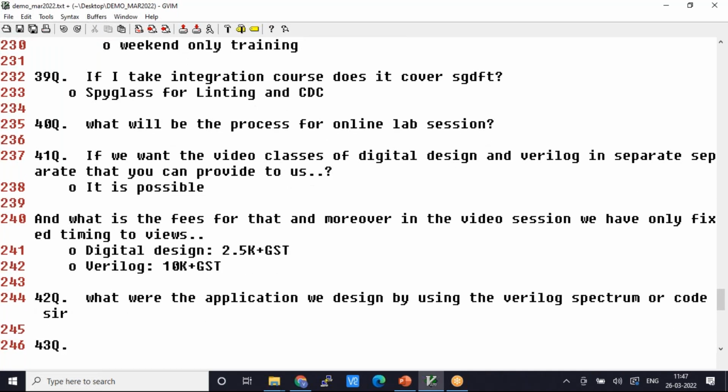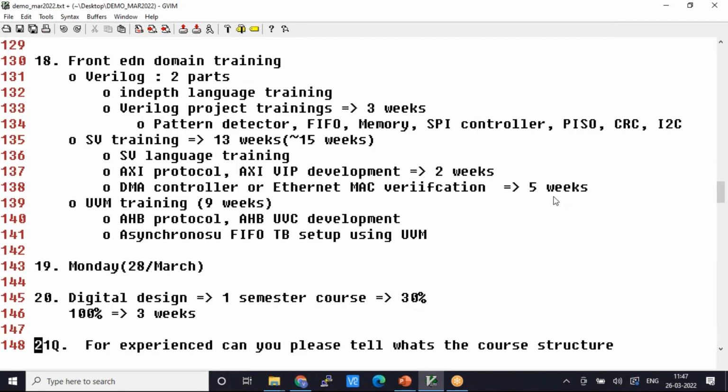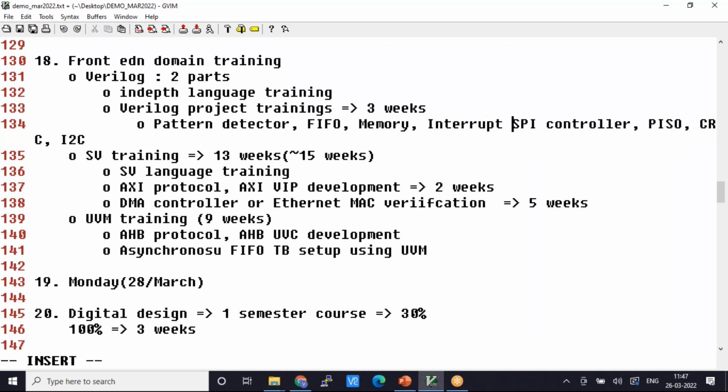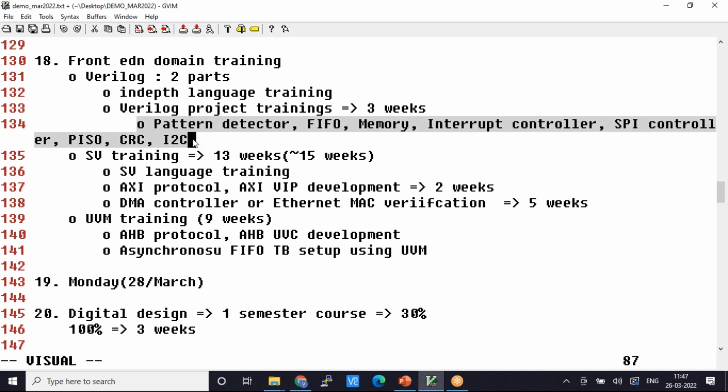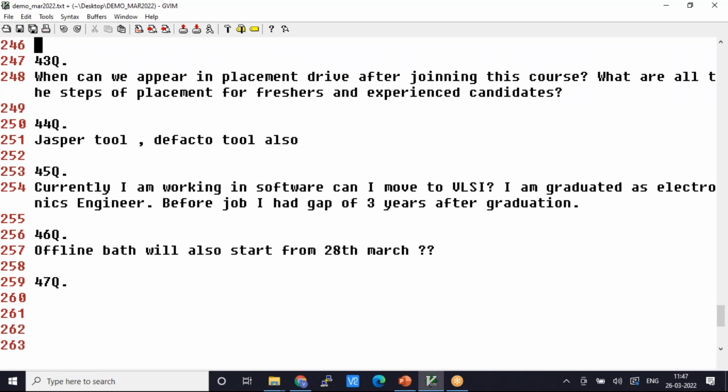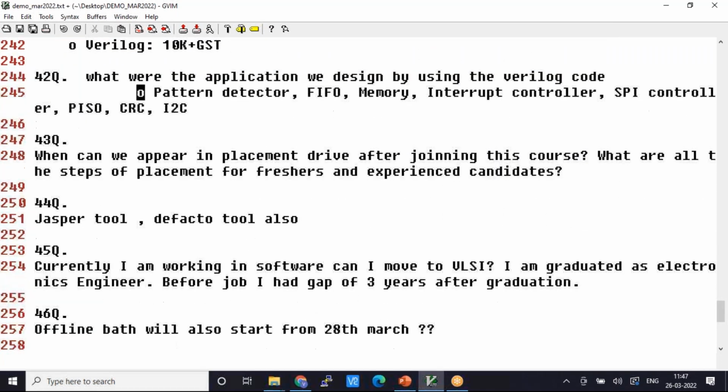What applications can we design using Verilog? Verilog code, let's assume, you can design everything. If you ask what we are going to do, I told you, right? In Verilog, what projects do we do? We do a pattern detector, synchronous and asynchronous FIFO, memory coding, SPI controller. Other than that, we do an interrupt controller, parallel in serial out, CRC, I2C. All these things we'll be doing using Verilog. I hope it answers your question.